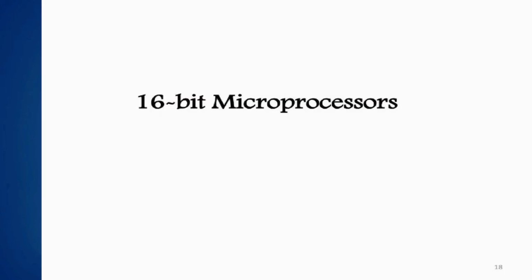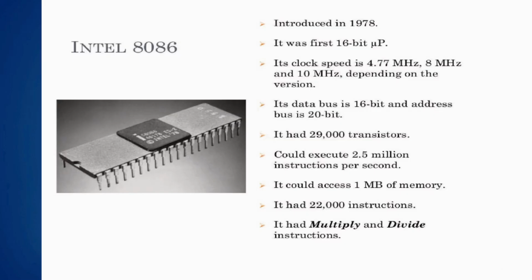So we will see some of the 16-bit ICs also. The 16-bit microprocessor, 8086, in the year 1978, was the first 16-bit microprocessor. That's why the data handling capacity is 16-bit. The clock rate is 4.77 MHz to 8 MHz, and it is also available at 10 MHz depending upon the version. Here we have 8086A, 8086B. Like this we have different kinds of versions. The data bus is 16-bit and the address bus is 20-bit.